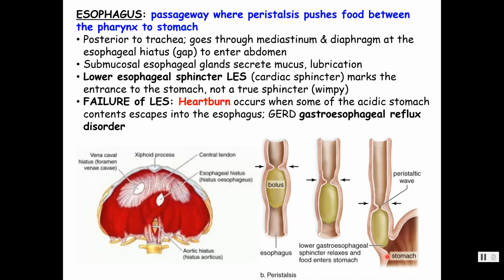that bolus of food. This sphincter, as far as sphincters are concerned, is kind of a wimpy sphincter. It is not very powerful, and so it fails often. If you've ever had heartburn or reflux, it was due to a failure of this lower esophageal sphincter, and the acidic contents from the stomach came up into the esophagus. The esophagus is not designed for that acidity, and that's why you feel that pain, that burn with heartburn.